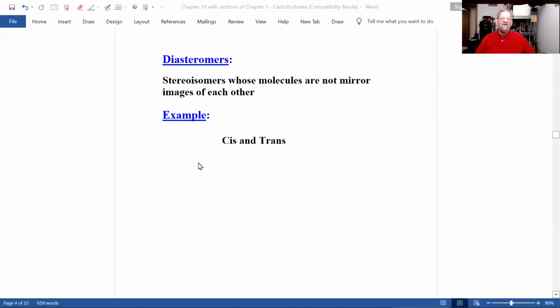Now, stereoisomers that are not mirror images are called diastereomers. I didn't want to confuse you. An example, this is a double bond that can be cis and trans. Cis and trans are called diastereomers. I won't ever put that anywhere on a test.